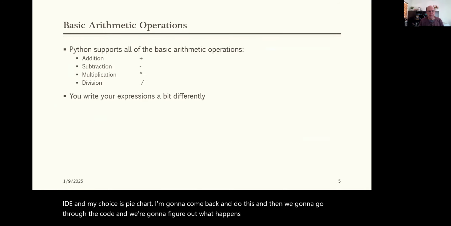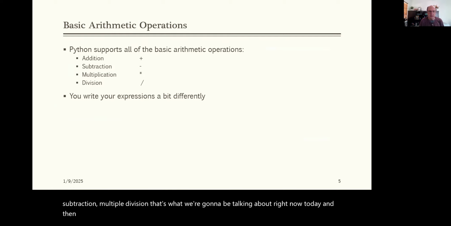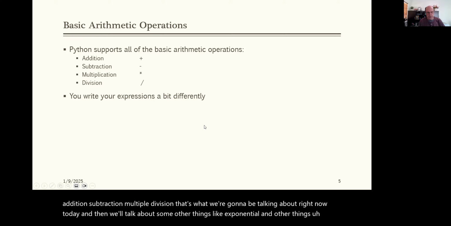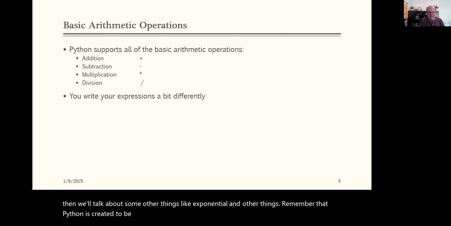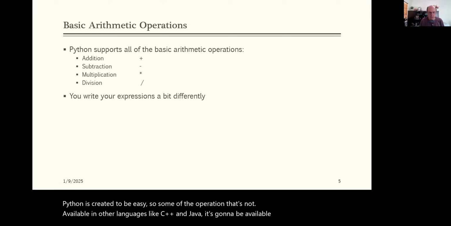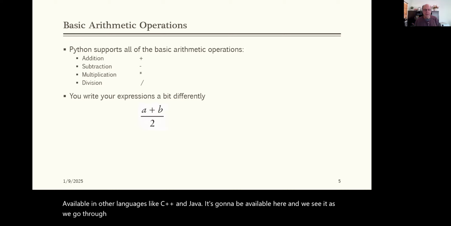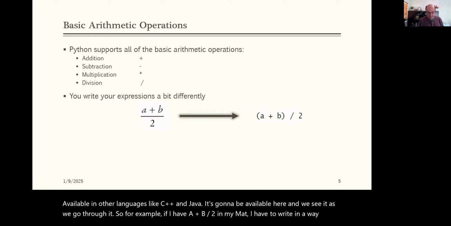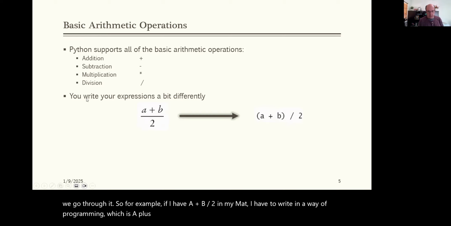So in Python, we have addition, subtraction, multiplication, and division. That's what we're going to be talking about today. And then we'll talk about some other things like exponentiation. Remember that Python is created to be easy, so some operations that are not available in other languages like C++ and Java are available here, and we'll see them as we go. For example, if I have a plus b divided by 2 in my math, I have to write it in programming as (a plus b) divided by 2.